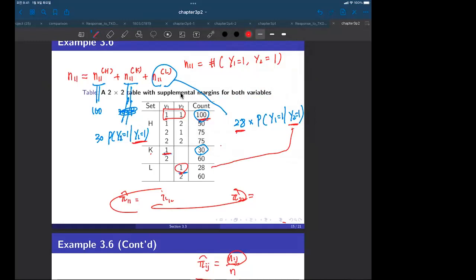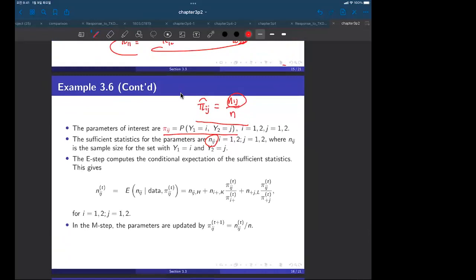Basically, we want to compute the probability of the missing, given the observation. That is the basic idea. So all you want to do is compute the conditional expectation of this, given the current information. So you have n_ij H, n_ij K, n_ij. This one you always observe, and this is a conditional probability. In set K, remember, you observe Y1, so that's why you compute this conditional probability.